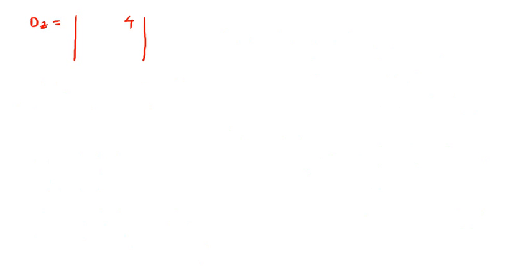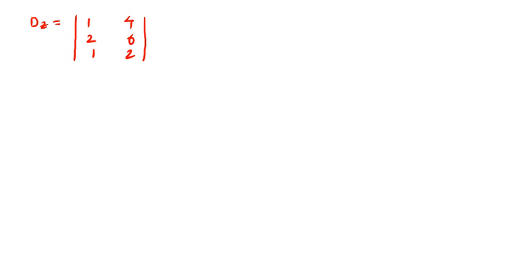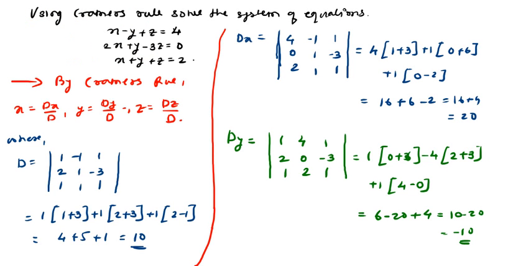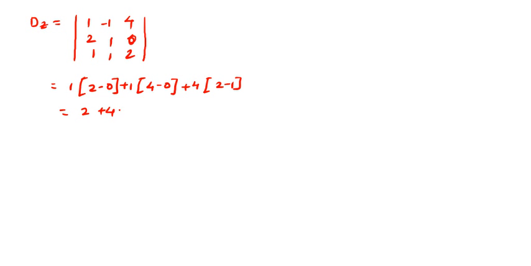So this is 4, 0, 2, and the remaining term will be as it is. So this is 1, 2, 1, and this will be minus 1, 1, 1. So let's find out this determinant. This will be 1 into 2 minus 0 plus 1 into 4 minus 0. This will be 4 minus 0, then this will be 4 into 2 minus 1. So this will be 4 plus 2 plus 4, which is equal to 10.